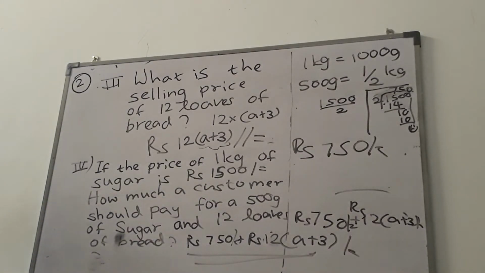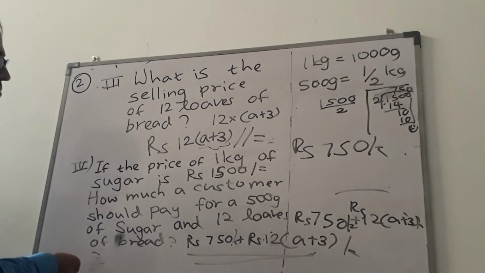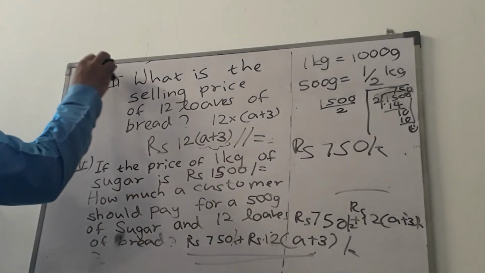So we have to get the sum of the price of 12 loaves of bread and the price of 500 grams of sugar. Next example.